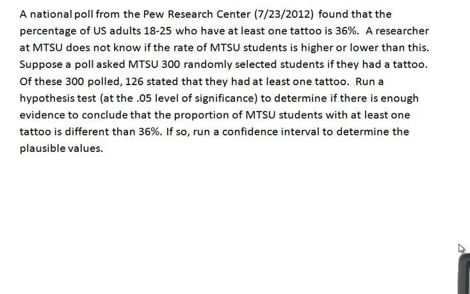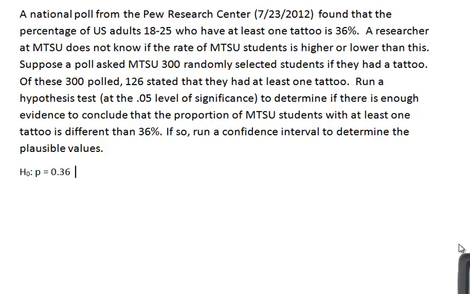So let's go ahead and state the null and alternative hypotheses. This is usually where I begin on these. So we are looking for H0, and H0 is going to be that it's equal to sort of the status quo, in this case, 0.36. So there's H0: p equals 0.36, that the proportion is 0.36.